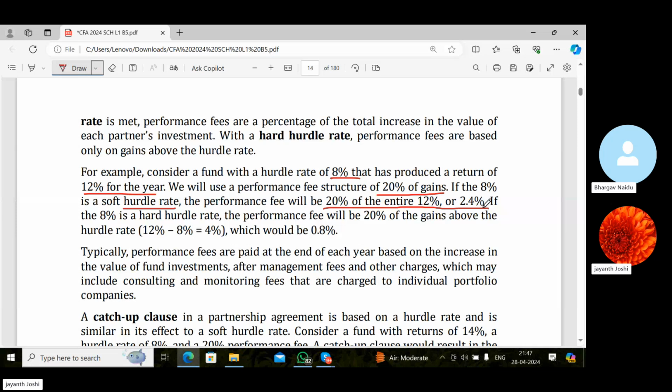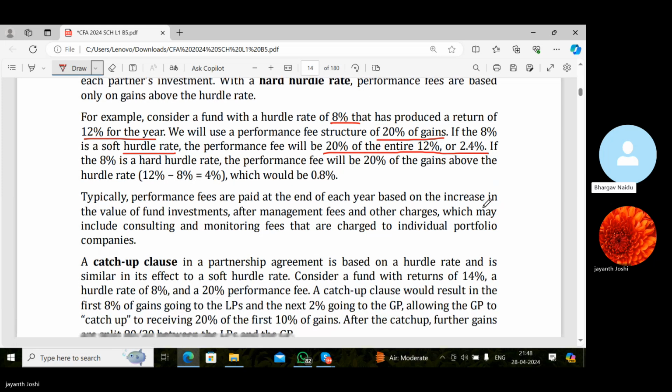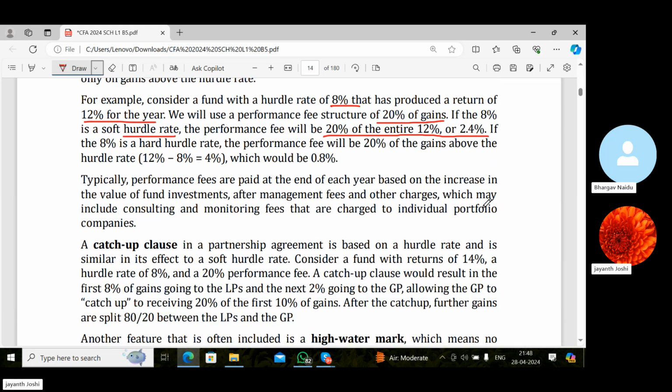So what is a soft hurdle rate? If you cross the hurdle rate, whatever returns you have made, of that we will be giving you 20%. A hard hurdle rate is a little bit harder. Whatever is above the hurdle rate, that we will be giving you, okay?